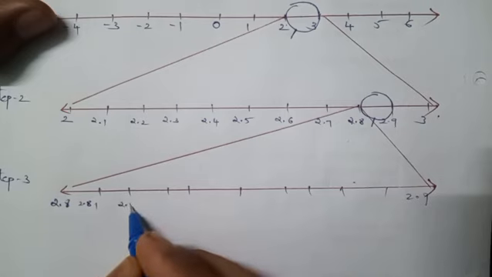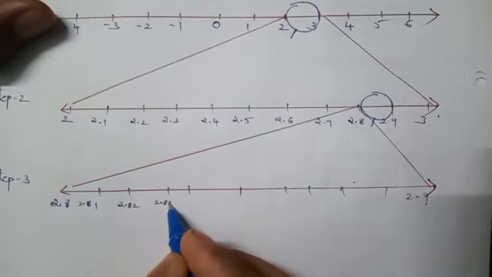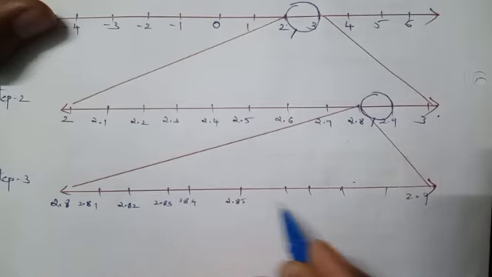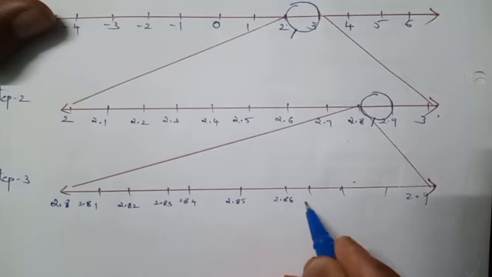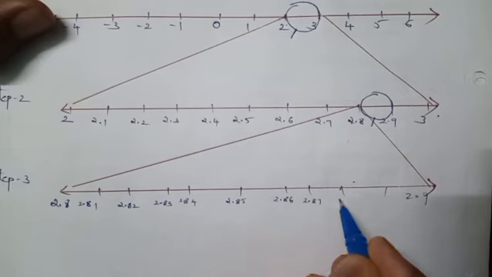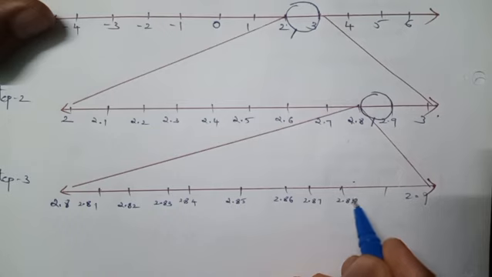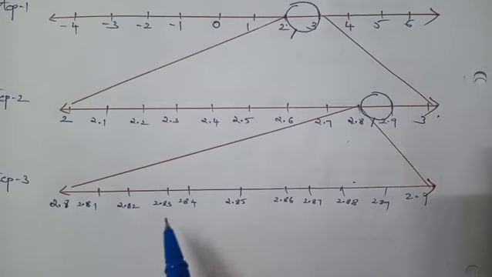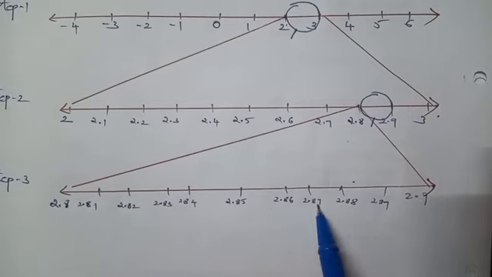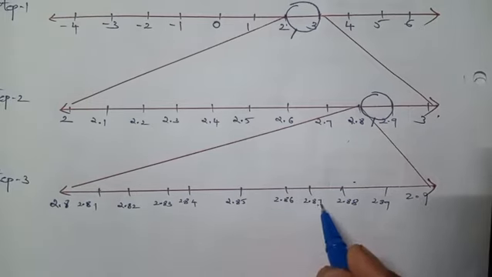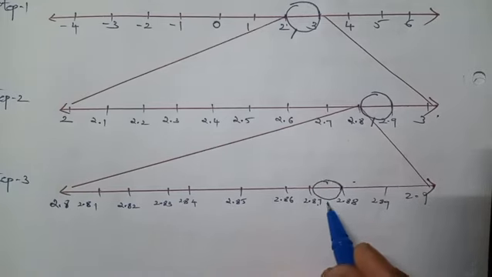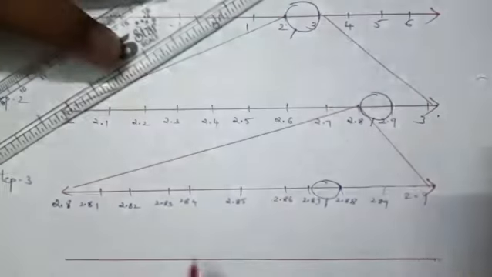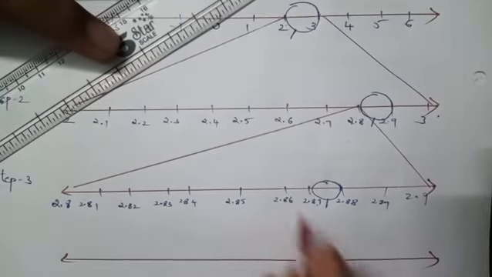2.81, 2.82, 2.83, 2.84, 2.85, 2.86, 2.87, 2.88, 2.89. Now what is the next? 2.874 lies at 2.87 here. Again after 2.87 you have to keep magnification. Now again you have to draw a number line and magnify here.